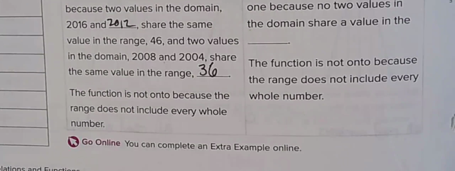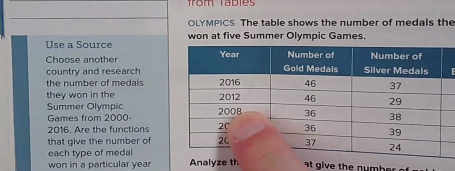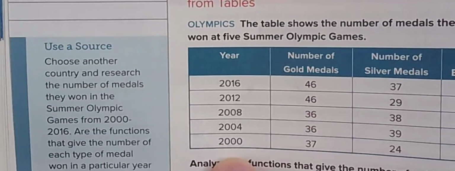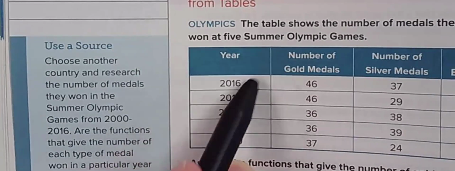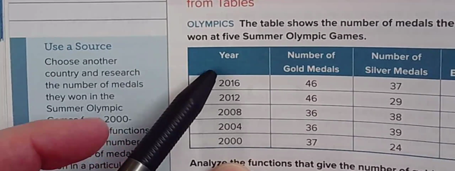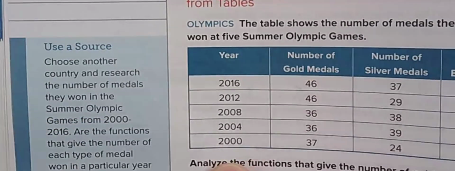So what are the values in the domain? Go back here. What are our domain values here? Domain values are what? Years. Okay. So whole numbers are positive whole numbers and zero.